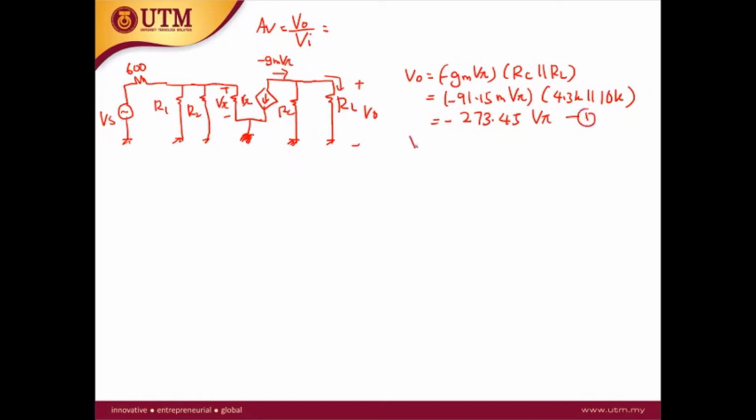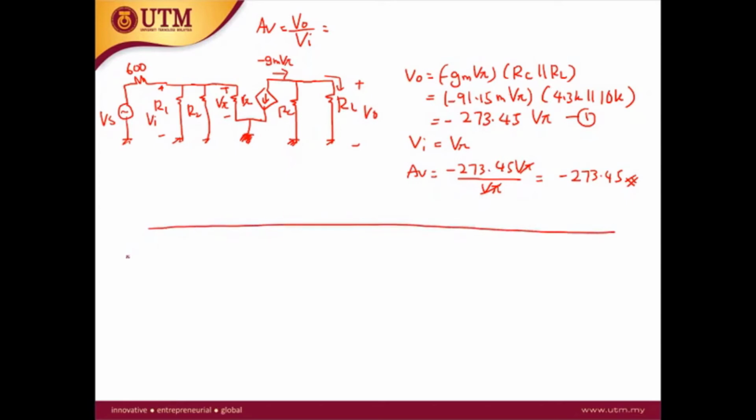Okay, for the V in, the V in is at the V1. So this is similar to the previous AVOC calculation. V in is equal to V pi. So lastly, you will get AV is equal to minus 273.45 V pi over V pi. So V pi can be cancelled out. So the final answer is 273.45. Okay, this is the AV.